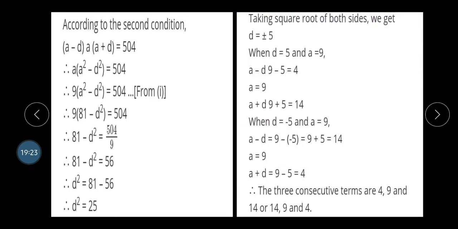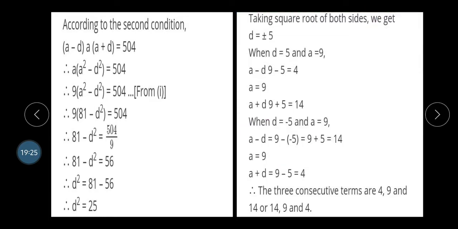So D square equal to, here 81 is in plus form. So we will be subtracting 81 from both the sides. So we'll get D square equal to 81 minus 56. Now we are getting the value of D square, that is 25, but we need D. So the square root of 25 will become 5.